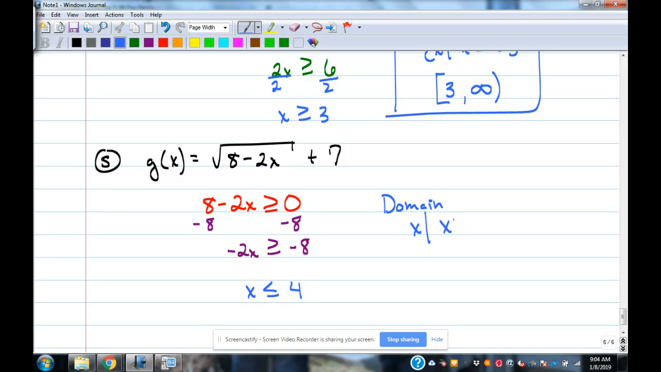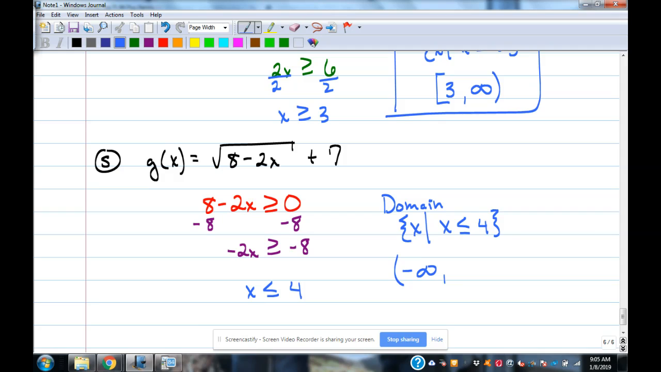Set notation, that's the easy one. I'll do that one. You guys help me with the interval notation. What does that inequality say? All right, so anything that's less than or equal to 4. So where does that start? What's the lowest number? Negative infinity is smaller than 4. So negative infinity is where I'm going to start. And I always use a parenthesis there.